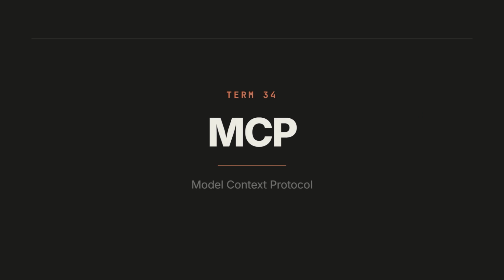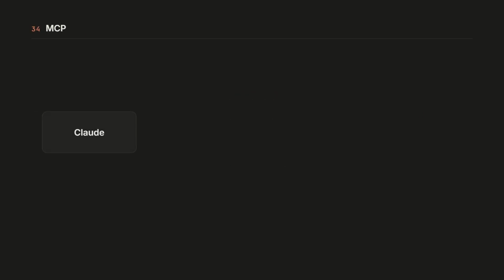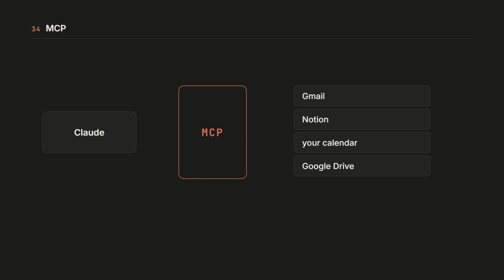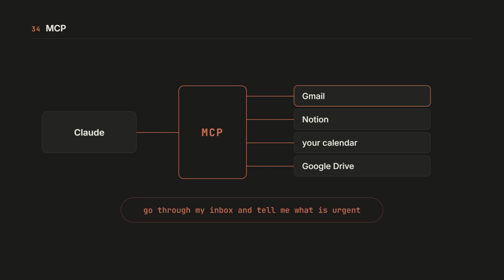MCP, which stands for Model Context Protocol. This is what lets Claude connect to your other apps. On its own, Claude can only talk to you. It can't see your Gmail, your Notion, your calendar, or your Google Drive. MCP is the thing that plugs Claude into those apps so it can actually go ahead and read and use them. So for example, you connect the Gmail MCP and now you can say, go through my inbox and tell me what's urgent. And Claude will actually go read your emails and tell you. Same with apps like Notion, Slack, and Google Sheets.